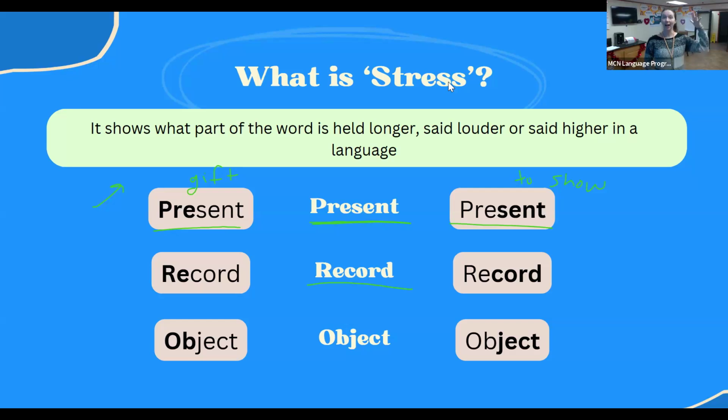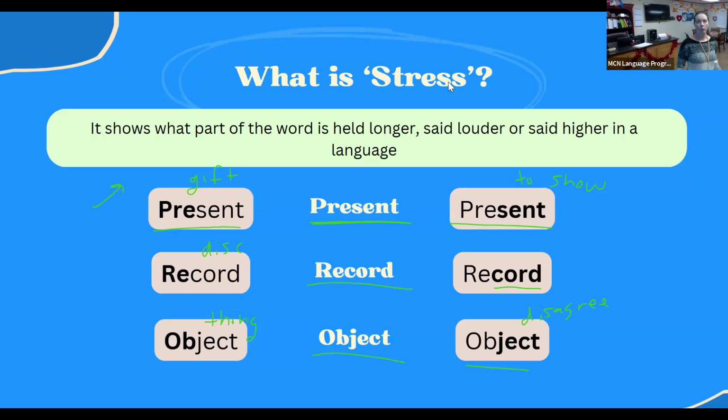Our next word right here, record, record. On this one, record, record. Exact same word, but stress is different, completely different. This is a disc that plays music, and this is what you do to get the music on the disc. Next, this word. The first version, object, object. The second one, object, object. This is a thing, and this is to disagree.